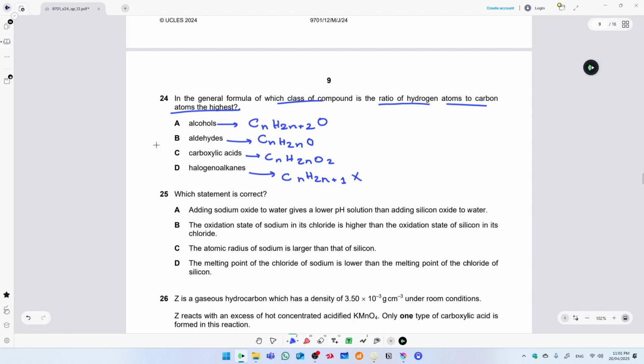Okay, so if you don't know how to find the general formula, or didn't memorize them, I don't memorize them either. In the exam I just draw a random structure. For example, let's draw a carboxylic acid. Find the molecular formula: 1, 2, 3, 4, O2. Then simplify it basically.